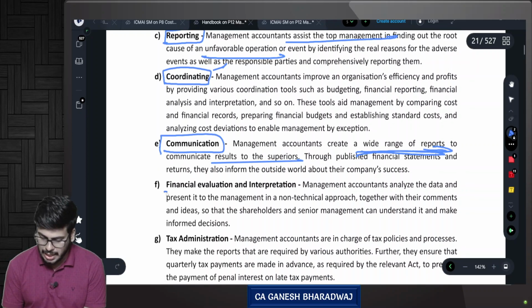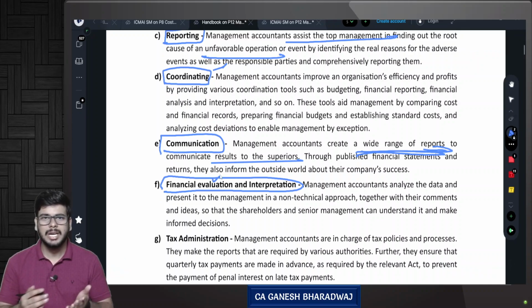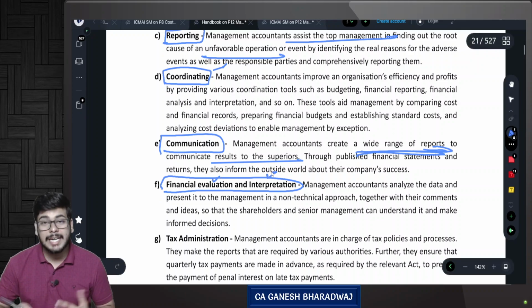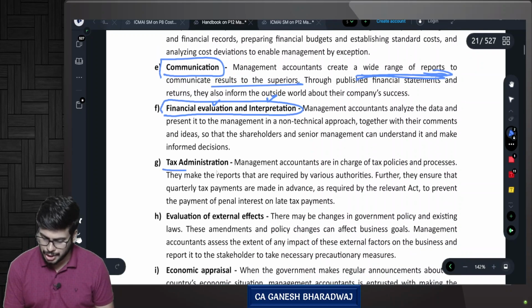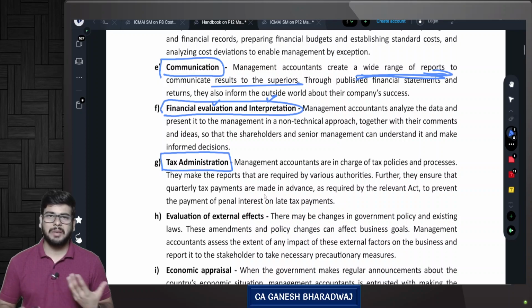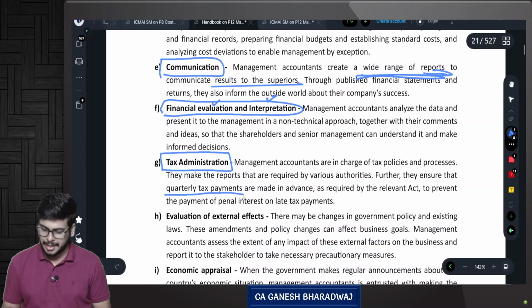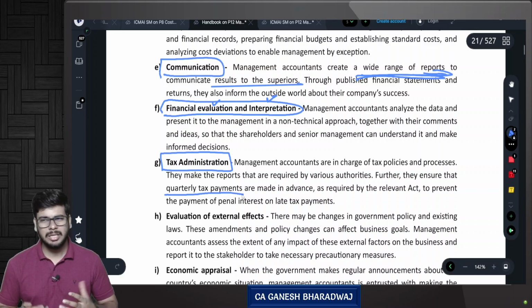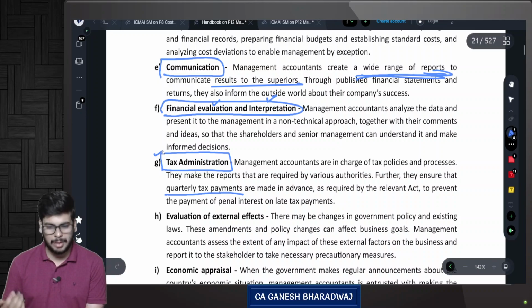Fine. Financial evaluation and interpretation. So the financial data needs to be properly evaluated. It all boils down to the same thing, whatever we did in the shutdown versus continue example, interpreting the results and telling them, sir, whether to shut down or to continue. Tax administration, of course, is a very broad scope. Even the financial accountants do this basically. So paying monthly TDS or quarterly advance tax payments. Look at this, quarterly tax payments made in advance. So adhering to the tax laws is not necessarily always done by a management accountant. Even a financial accountant or a normal accountant can also do it.